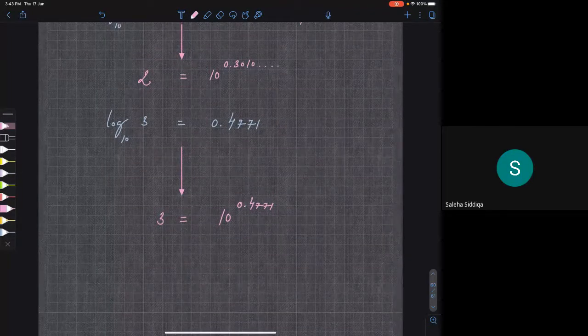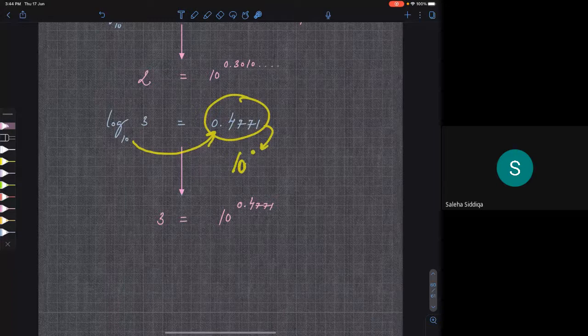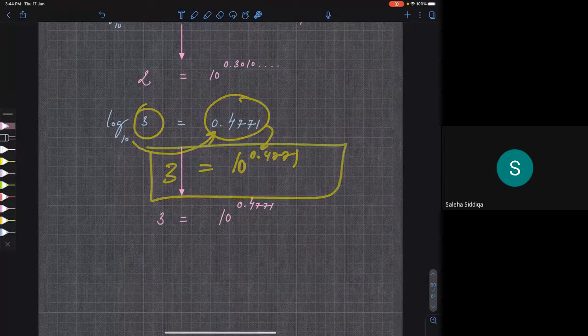See, when logarithm goes on the other side, it becomes the base, and this number goes to the power. So when logarithm goes this side, there you'll get the base as 10, and this will go in power here, 0.4771, and here the number will remain as it is. That is what logarithm is. Clear?